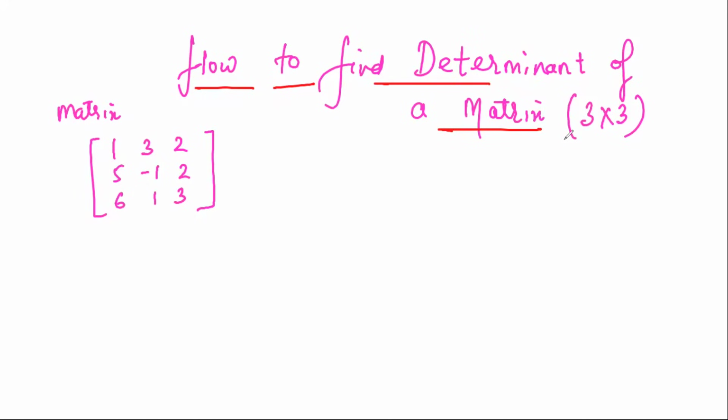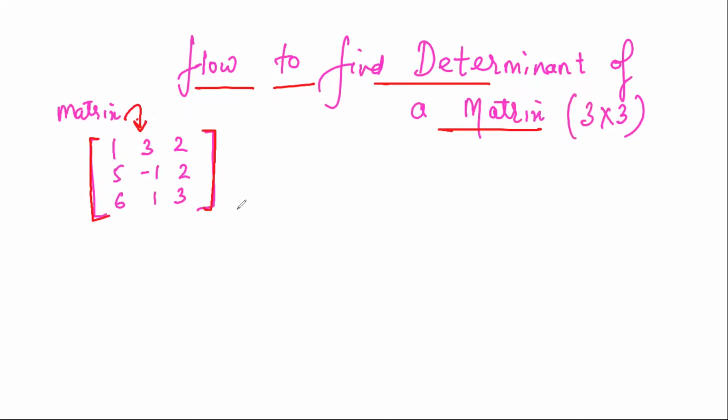How to find out the determinant of a matrix? Please remember, whenever you have a determinant, it is always represented in the form of a square bracket. So this is the square bracket, and we represent the matrix like this, right?